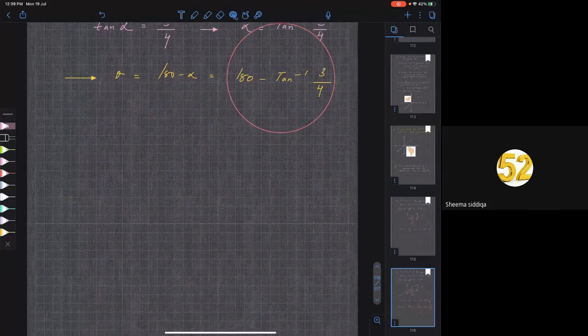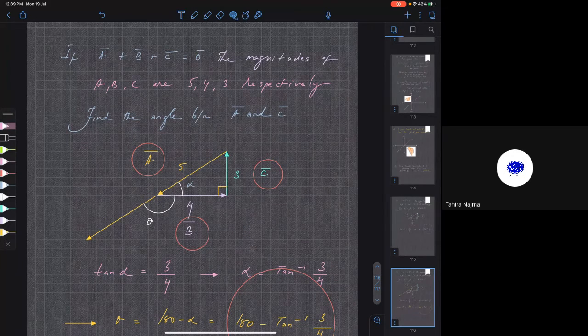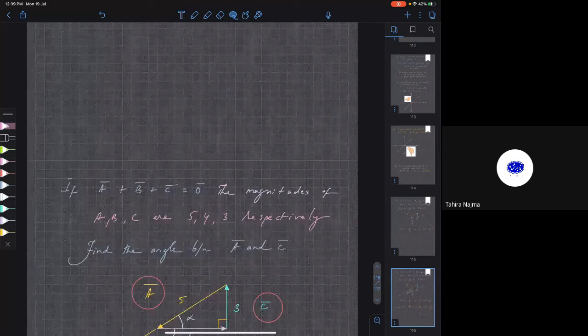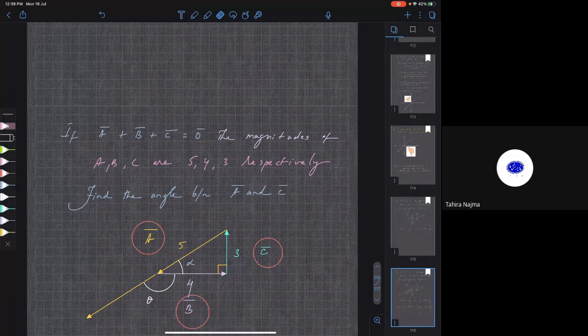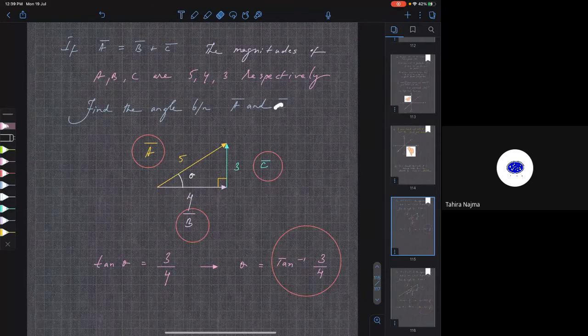Clear? Sir, we have to find the angle between A bar and B bar, C bar. No, A bar and B bar. Wait, I'll just correct it. This is A bar and B bar. Here also it is A bar and B bar. A bar and C bar also you can find.